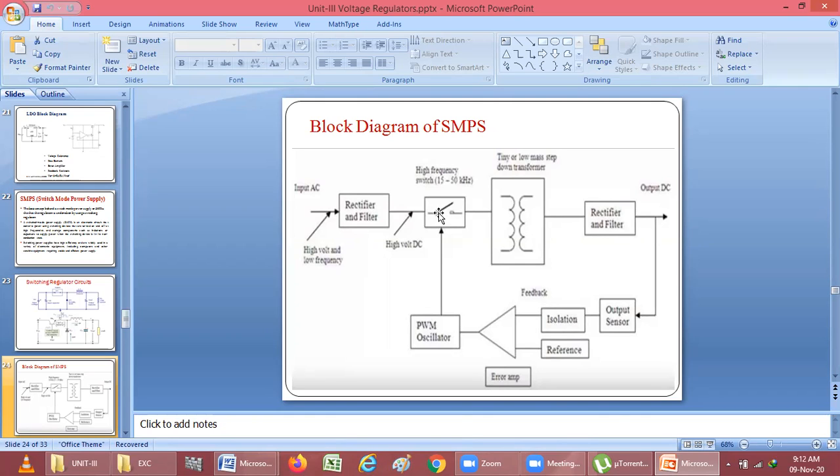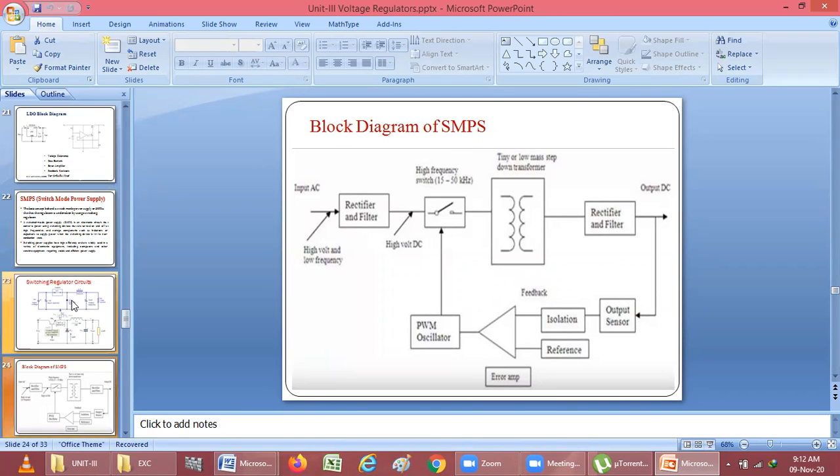This is nothing but the switch. And here, if you see, we are using a step down transformer, because by using the transformer we can convert voltage to the required amount of DC voltage. Again at the output we are using the rectifier. That output will be given to the sensor by using the isolation. It will be given to the oscillator and again it will get at the switch. So this is the block diagram for the SMPS.